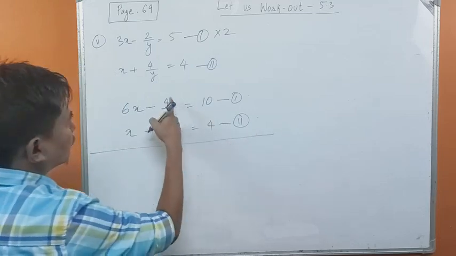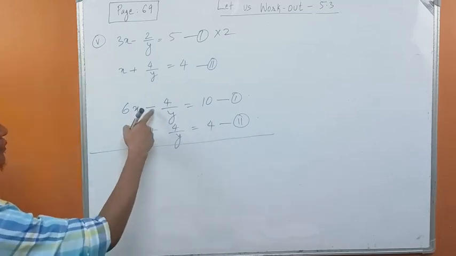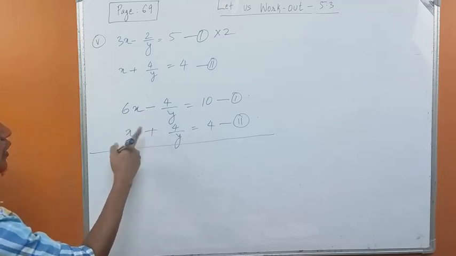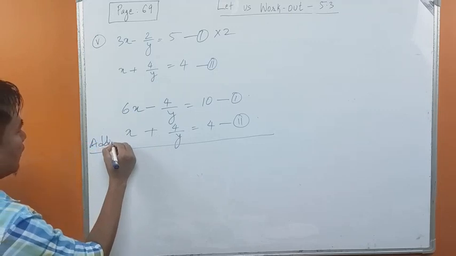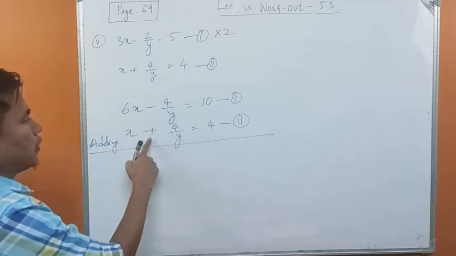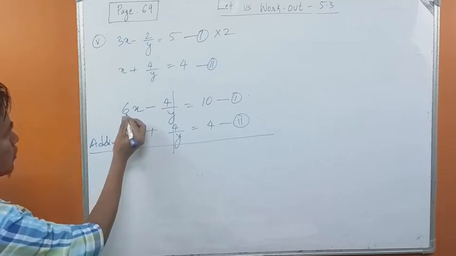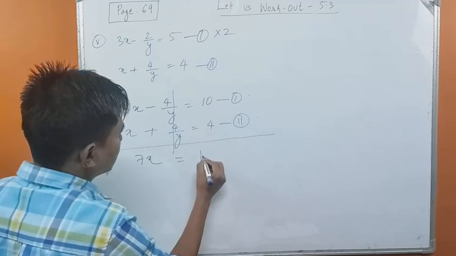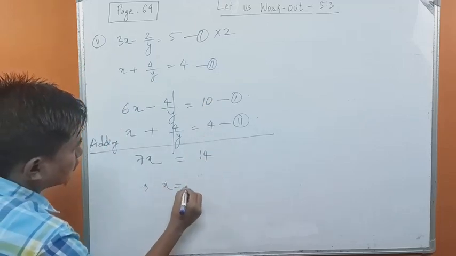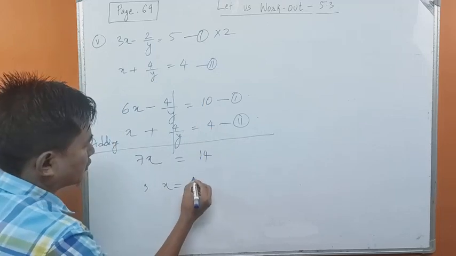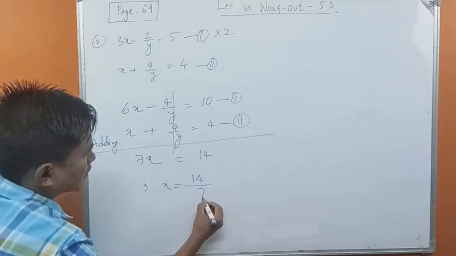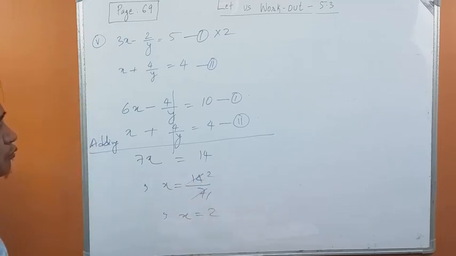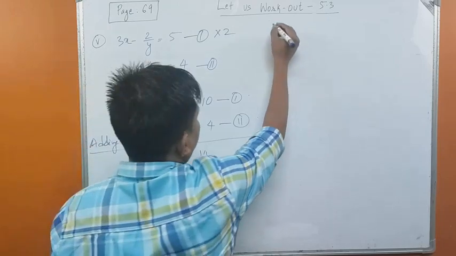Now we have 4 upon y, 4 upon y. Both of them have the same number in the numerator and their signs are opposite, minus and plus. So simply adding, minus 4 upon y plus 4 upon y becomes 0. So 6x plus x is 7x equals 10 plus 4 is 14. Or x equals 14 upon 7. This 7 goes to the denominator. 7 1s are 7, 7 2s are 14. Or x equals 2, isn't it? Now putting the value of x in equation 1 or 2, we can find the value of y.